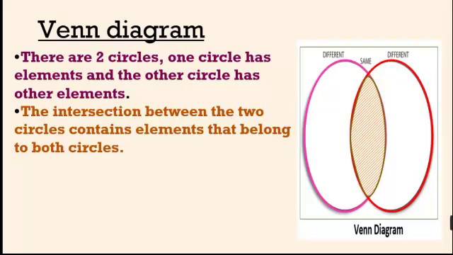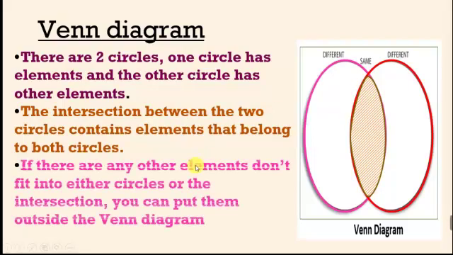But first, let's learn the meaning of the Venn diagram. We have two circles. One circle has some elements, and the other circle has other elements, and the area between them is called the intersection. We say that the intersection is the common things between the two circles. If I have any other elements that don't belong to any of these circles, I will put them outside the Venn diagram, like these two circles.